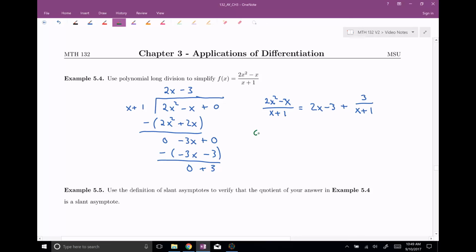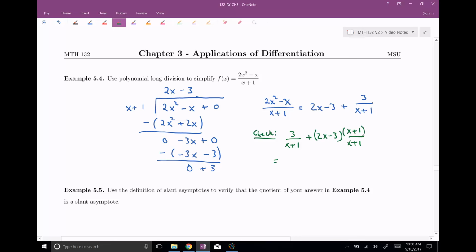So let's go ahead and do a quick check here, and I'm going to work our way backwards with our answer and see that we can get what we started with. So if I wanted to combine these, let's get a common denominator. I already have the 3 over x plus 1. And then let's take this 2x minus 3 and multiply it by x plus 1 in both the numerator and the denominator. So that would give me a common denominator here.